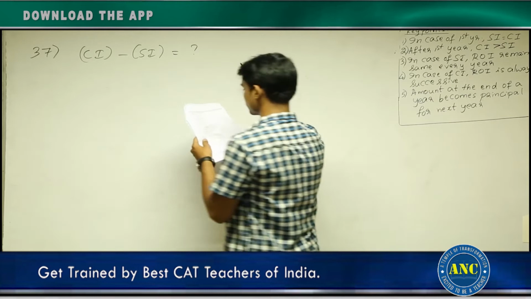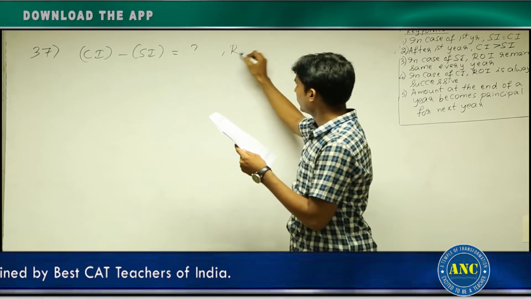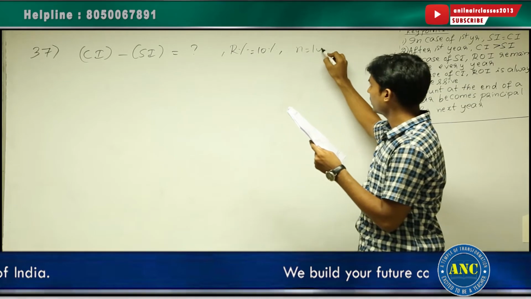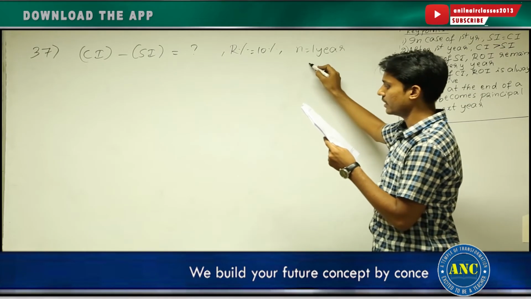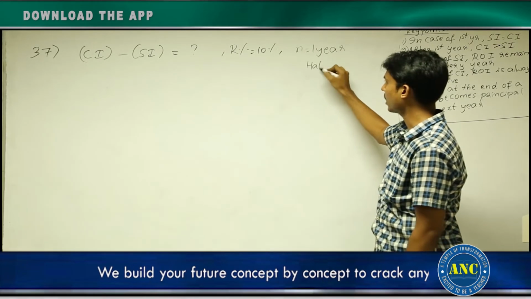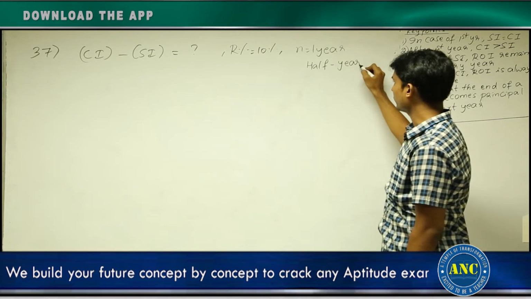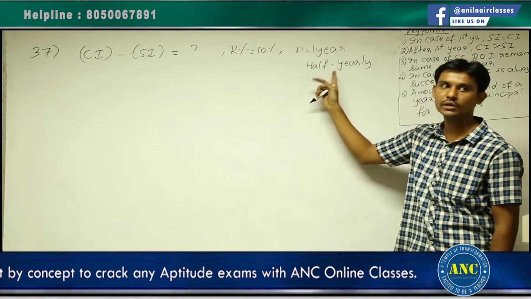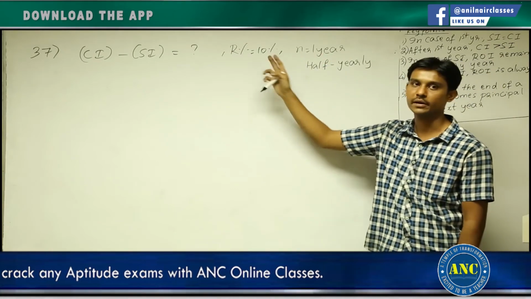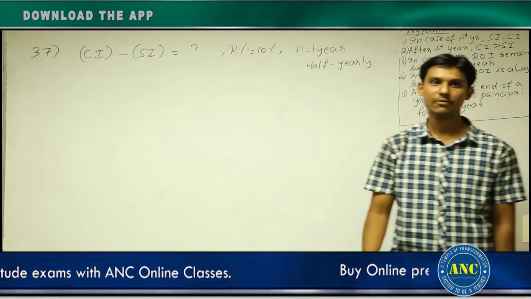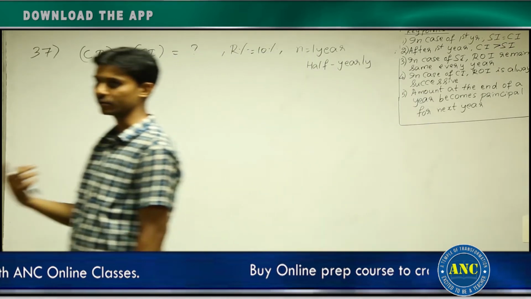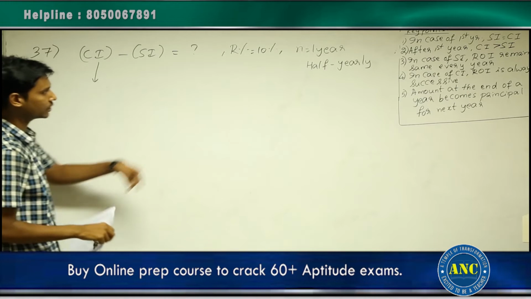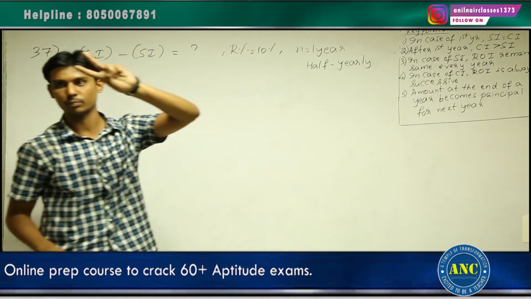They are telling the rate of interest is 10%. The number of years is given as 1 year. But they are telling it is compounded half yearly. I need to give you 10 rupees in 1 year, but I am meeting you 2 times in a year. I should split the 10 rupees into equal installments. How much is it? 5 and 5. So the rate of interest now changes to 5%. 5% for 1 year, you should give 2 times 5 rupees.